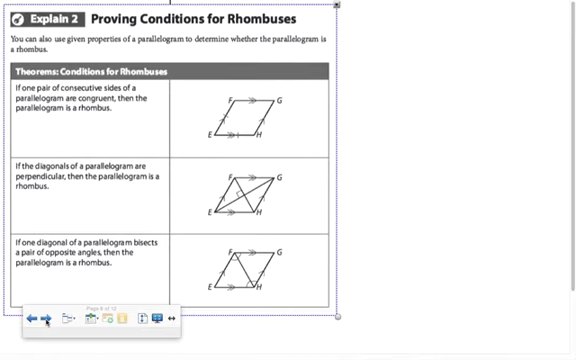We've talked about rhombuses in the last lesson, and here are a few conditions for rhombuses. And earlier it was mentioned what these properties are. That if I have one pair of consecutive sides of a parallelogram that are congruent, then that makes the parallelogram a rhombus. Coming back to the properties that were mentioned earlier, if the diagonals of a parallelogram are perpendicular, then the parallelogram is a rhombus, and if a diagonal of the parallelogram bisects a pair of opposite angles, then the parallelogram is a rhombus.